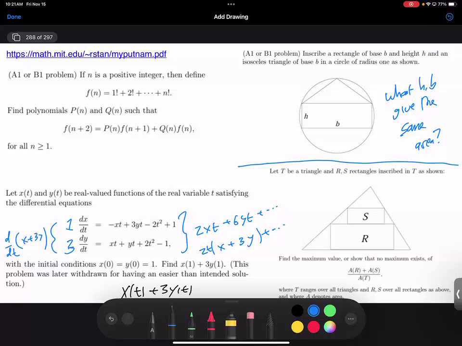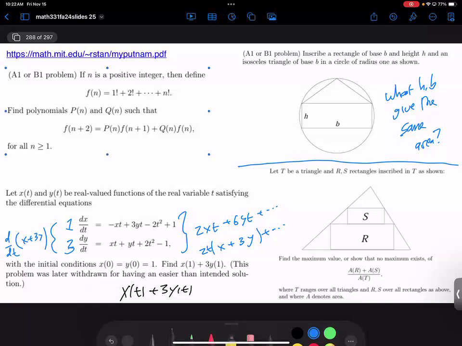So which problem do people want to look at? First one, okay. Let's look at the first one.